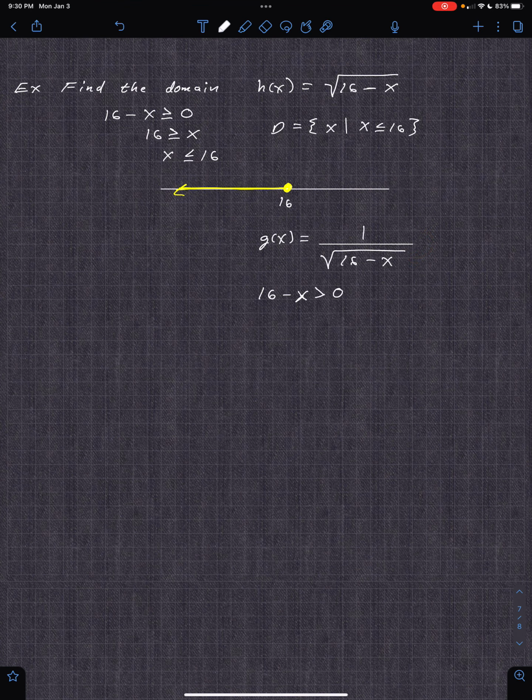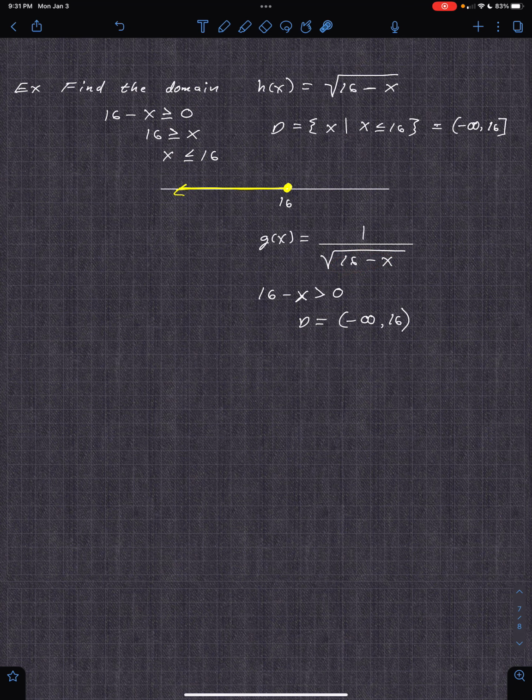So then when you solve, you get the same thing. I was going to write this as well in interval notation. So it's negative infinity to 16 and you include it. In this case, the domain would be negative infinity, and then what would you do? So yes, you go up to 16, but you cannot include it when it's in a denominator like this.